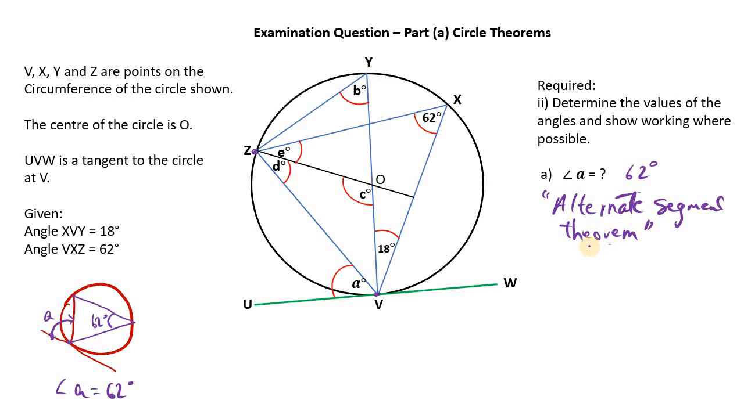Right? So it just simply means the angle between a tangent and a chord is equal to the angle subtended by the chord in the alternate segment at the circumference. All right, next.